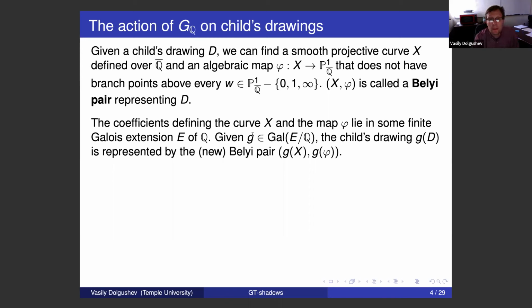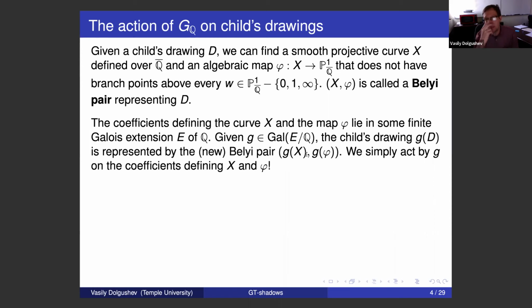Then, given an element of this finite group, I can act on a child's drawing by simply acting on coefficients. I put "new" in parentheses because sometimes it's the same, because many Belyi pairs are actually defined over Q, and then you act and you don't change it. But of course, the action becomes interesting when the Belyi pair is defined over a number field different from Q.